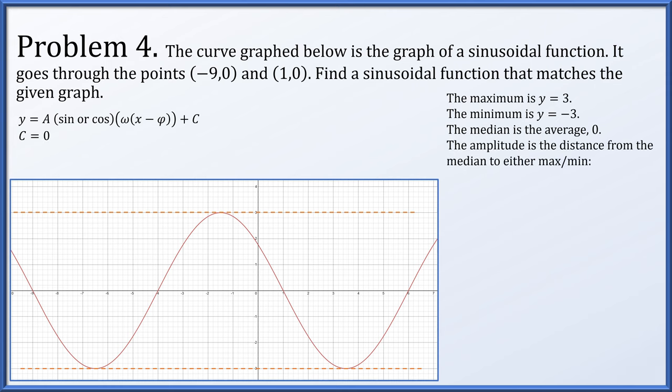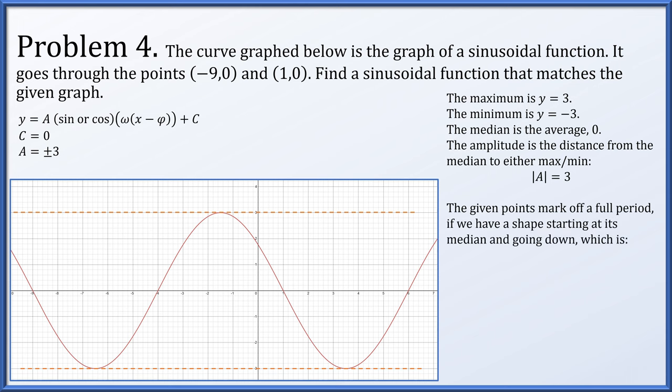The amplitude of the function will be the distance from the median to either the max or the min, which we see is 3. The median is 0, and it goes up to 3 and down to negative 3. That doesn't tell us a is 3, it tells us the absolute value of a is 3. So a is either plus or minus 3. Now the given points, negative 9, 0, and 1, 0, we see mark off one full period.